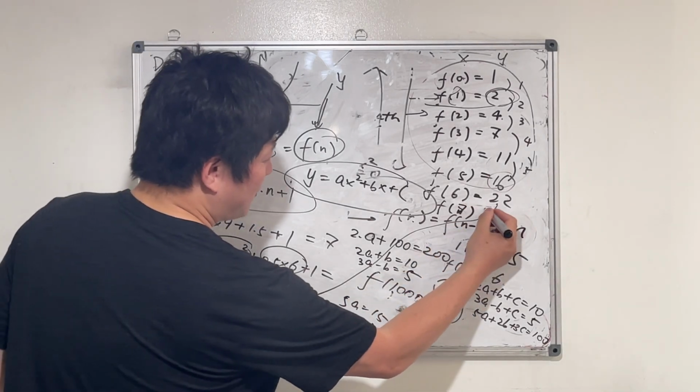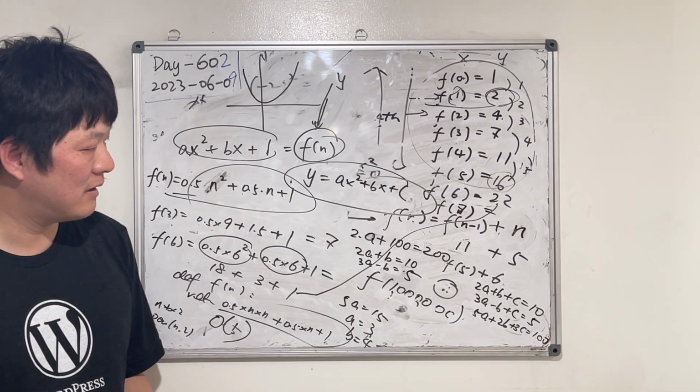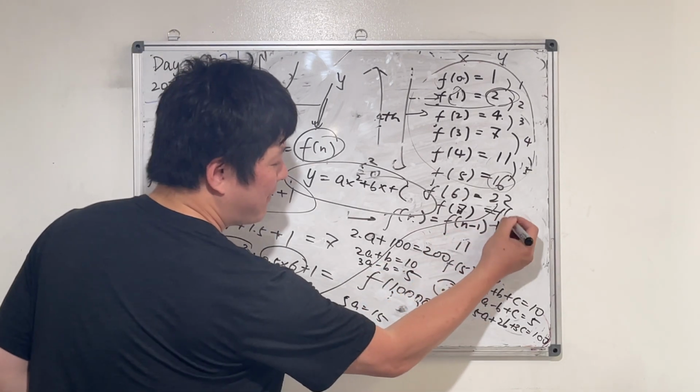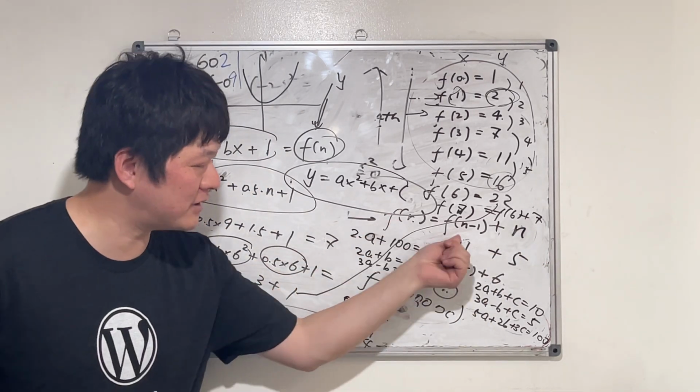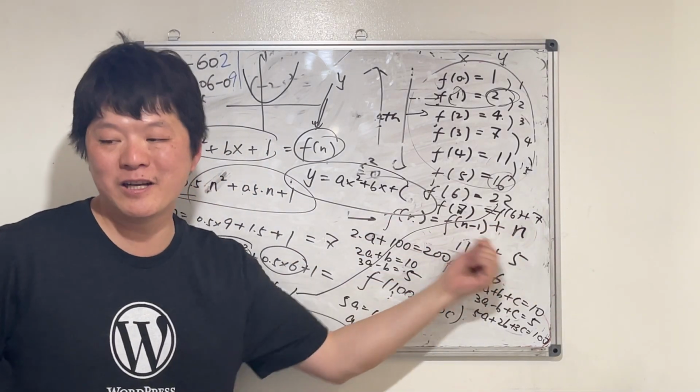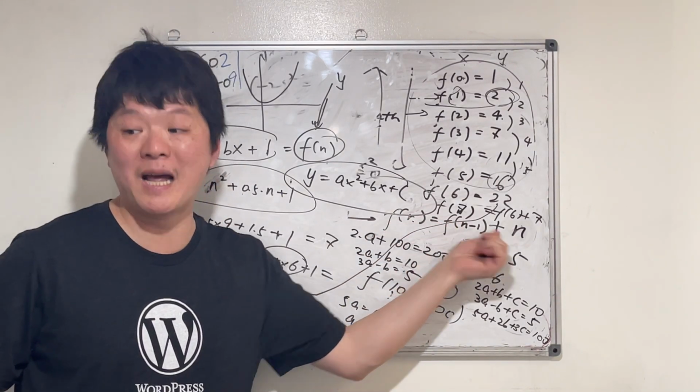F7 equals what? 29. Yes, because F7 equals F6 plus 7. Okay, you know that. That's the equation: Fn equals Fn minus 1 plus 7. This is quite similar to Fibonacci, right? Fibonacci is Fn equals Fn minus 1 plus Fn minus 2.